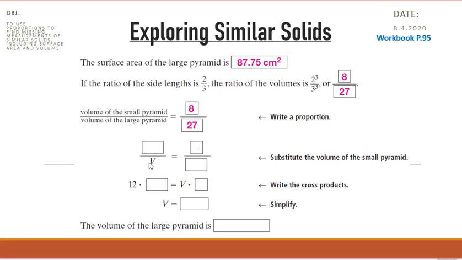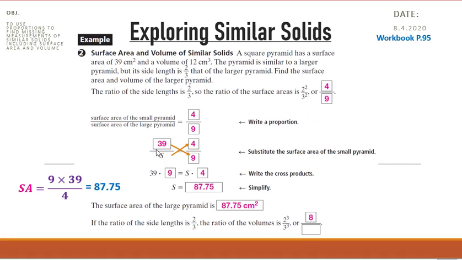Okay, mister. The volume of the small pyramid is not 27. It's 12, in the question we have it. Sorry, the volume is 12. Okay, guys.